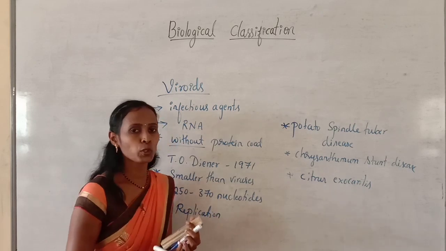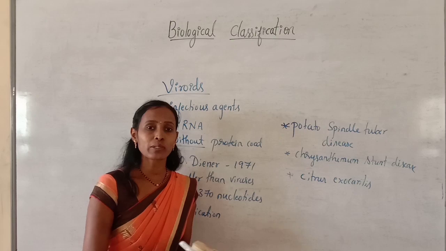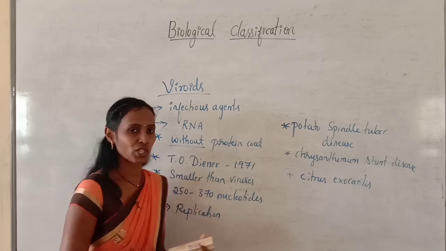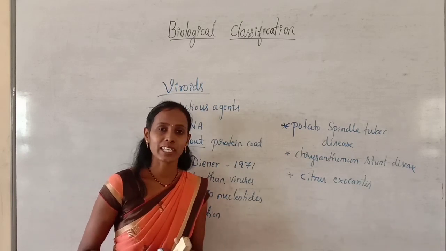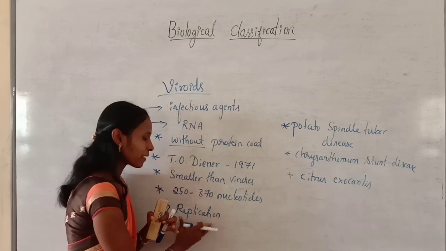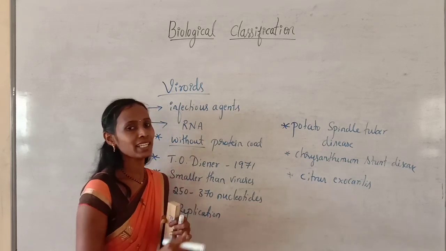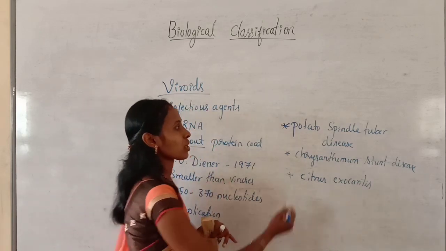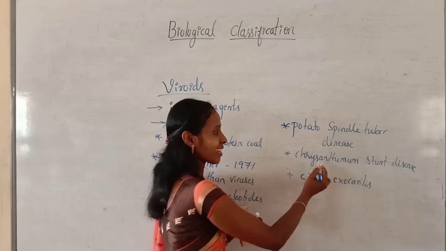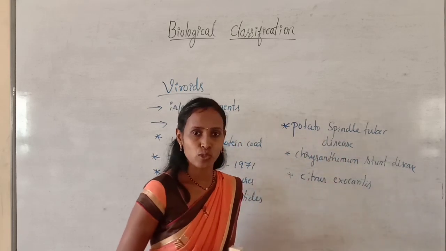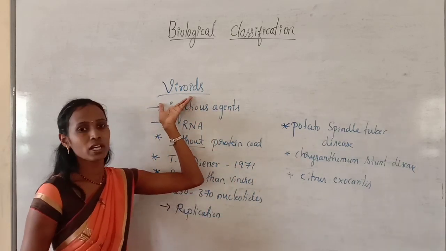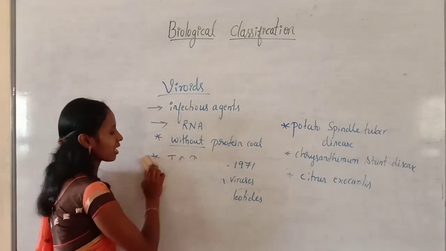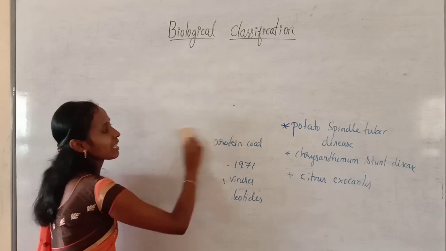Replication is nothing but duplication or multiplication. They are able to produce the same copy of that organism. So identical copies, that we call replication or duplication. So these viroids, as they contain genetic material, are able to replicate. They have the capacity to replicate themselves, and they usually cause diseases in plants, and certain examples are potato spindle tuber disease, chrysanthemum stunt disease, and citrus exocortis. So this completes viroids. Now we will discuss one more concept, the last concept in this chapter, that is lichens.